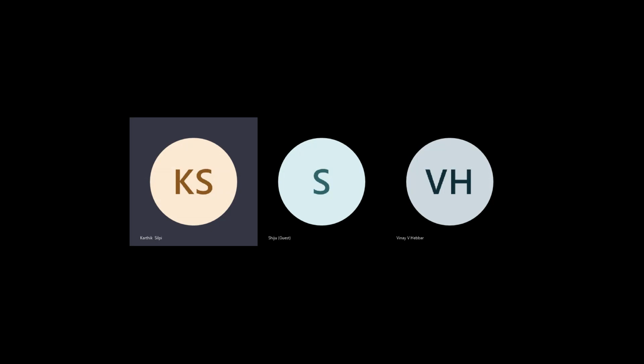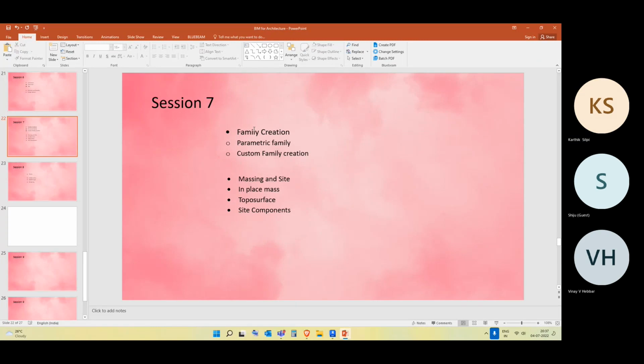So in today's session, we'll discuss how we can create a parametric family and also how we can customize any given family. After this, we will see what massing is and how we can do massing in Revit and also how we can create a site component in Revit.